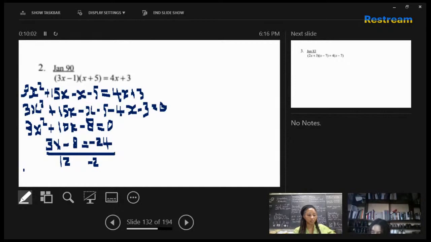So we're going to substitute that into the equation. So 3x squared plus 12x minus 2x minus 8 is equal to 0.